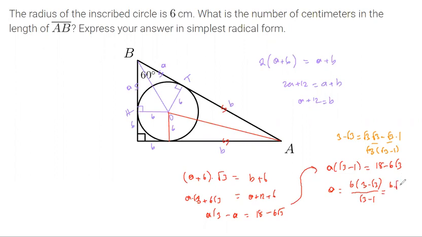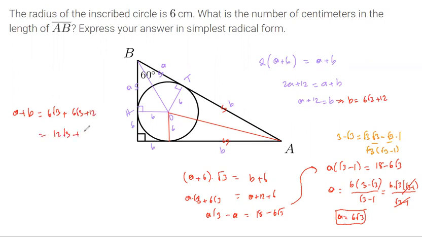So now that would be 6 root 3 times root 3 minus 1 over root 3 minus 1. These are the same quantity, so they will cancel. So a will be 6 root 3. Okay, a is done. And we know b is a plus 12, so b has to be 6 root 3 plus 12. The question was asking for a plus b. a is 6 root 3, and b is 6 root 3 plus 12, so that is 12 root 3 plus 12.